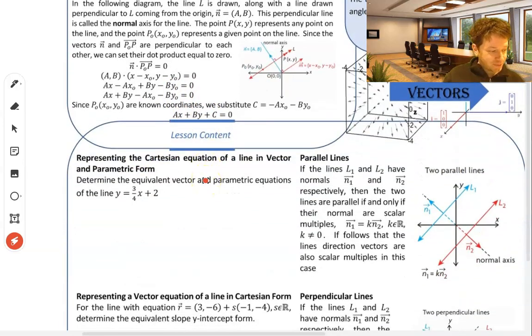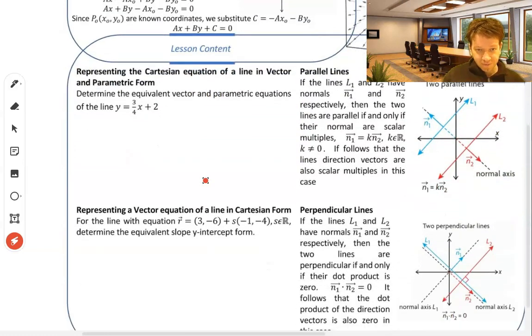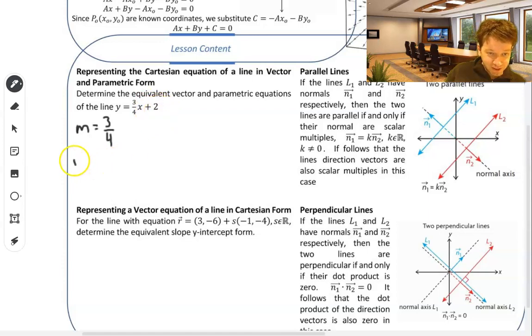So let's try this with some examples here. First one is to determine the equivalent vector and parametric equations for this line. So in this line, we know a couple things. We know the slope, right? The slope m equals 3 over 4. And we also know, just remember that this is our y-intercept. So our y-intercept is the coordinate 0, 2. So this can be a known point on the line. And if this is our slope, then we know that the direction vector m is equal to 4, 3.